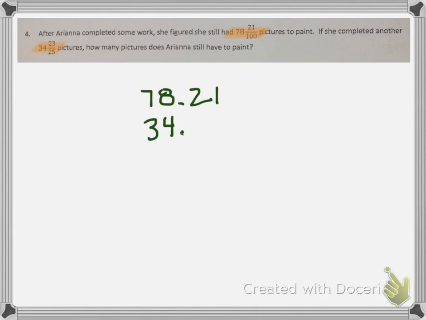And then 23/25ths. Well, I don't have a 25ths place in my decimal system, so I'm going to change 25ths into hundredths. Well, that's 25 times 4, so I would have to multiply 23 times 4 to get the equivalent fraction. So 23 times 4 is 92. 92 hundredths I can write as a decimal.